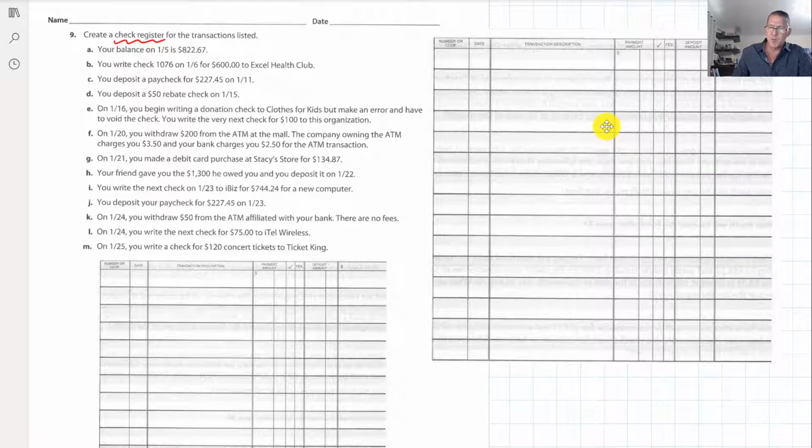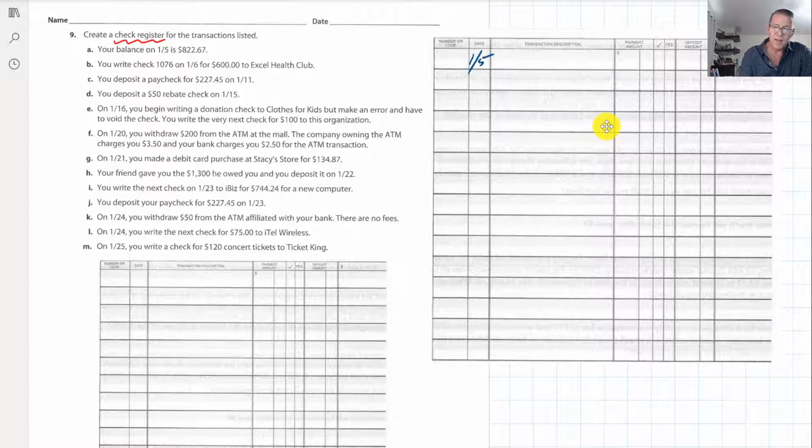However, it's still a good thing to do because, believe it or not, even though we're in the online era and we're using computers, sometimes mistakes are made, okay? And you got to keep track of it, make sure the bank's doing the right thing, because believe it or not, mistakes are made. So it says right here, your balance on 1/5, which is January 5th, is $822.67. So let's just start off with that.